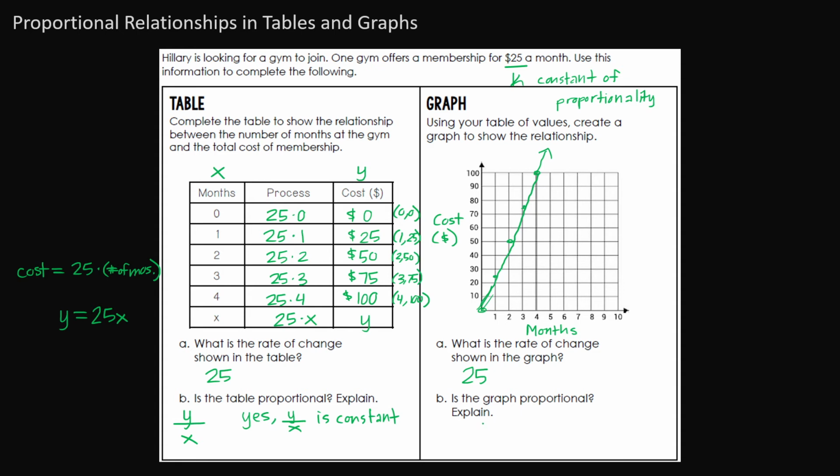And we're supposed to know, is the graph proportional, and explain. Well, yes. The graph is a straight line, and it contains the point 0, 0. It's a straight line and contains the point 0, 0. If a line passes through the origin, you know it is proportional.